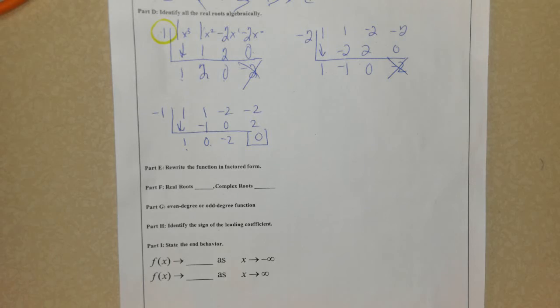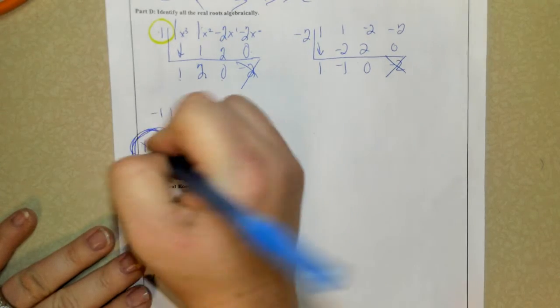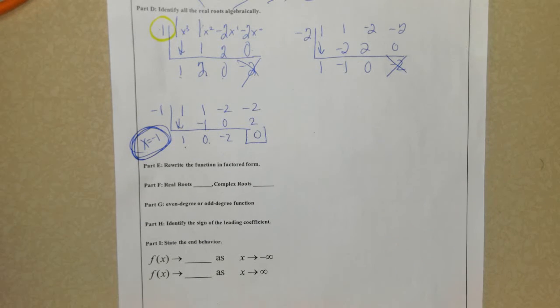Negative 1 works. What does that mean? That means x equals negative 1 is an answer. Please put a big circle around that. X equals negative 1 is an answer.